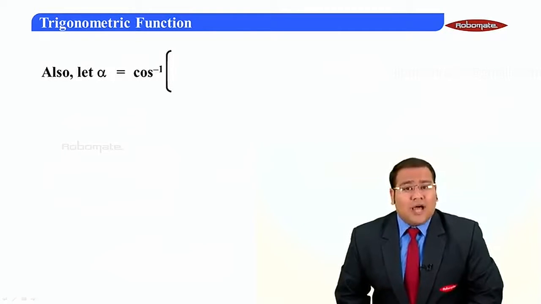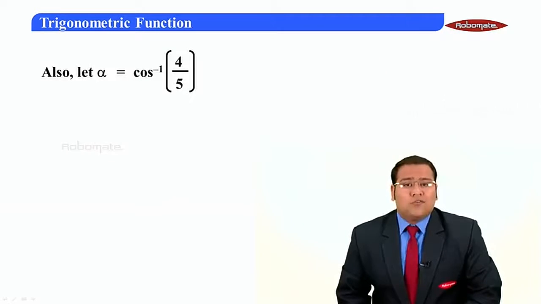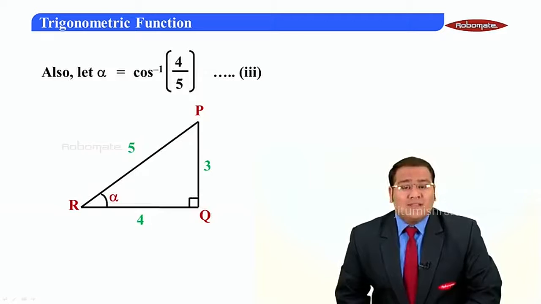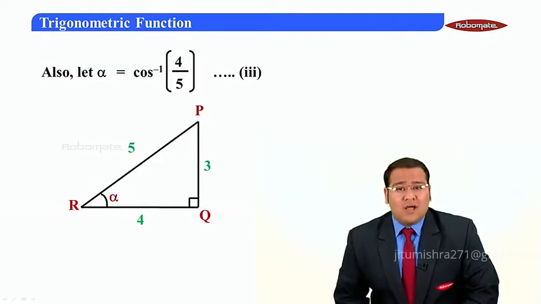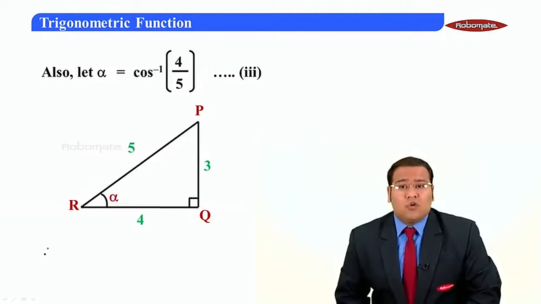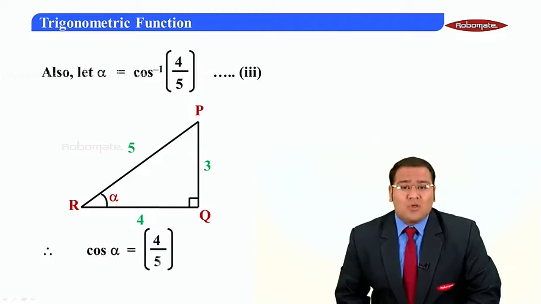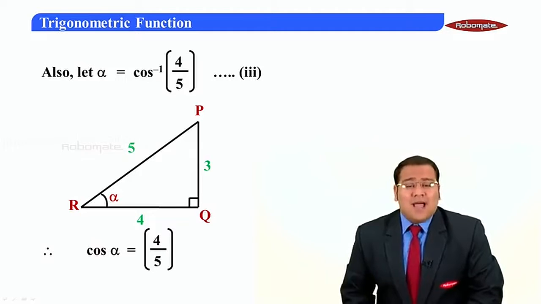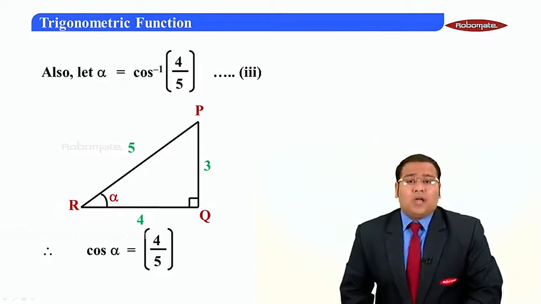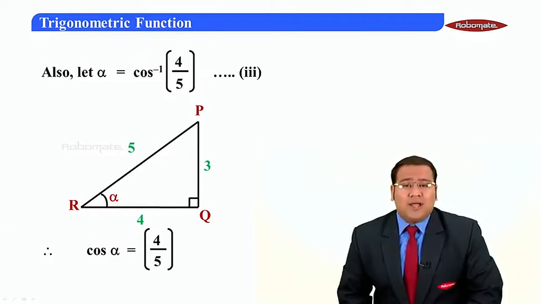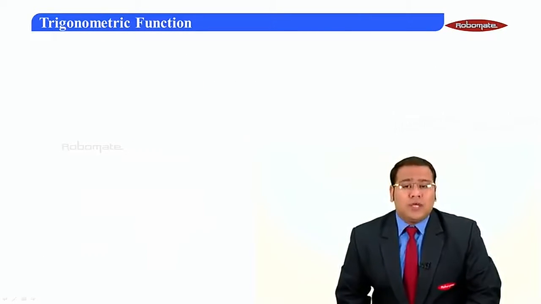Also, let alpha be cos inverse of 4 by 5. In this case, if I say let alpha is equal to cos inverse of 4 by 5, therefore cos alpha has to be 4 by 5. Cos alpha is given by adjacent side upon the hypotenuse side. So the third side is 3 units. We can get this by Pythagoras theorem.